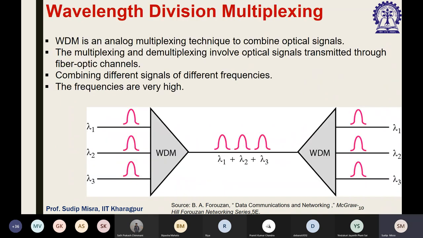The second concept, which is quite similar to what we have covered, is called wavelength division multiplexing. Conceptually you are doing exactly the same thing, but instead of frequency, you are now playing with wavelengths.